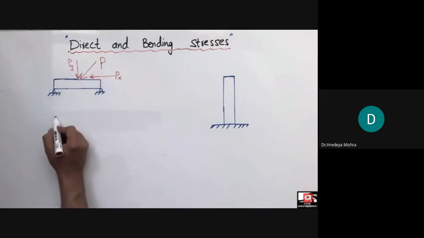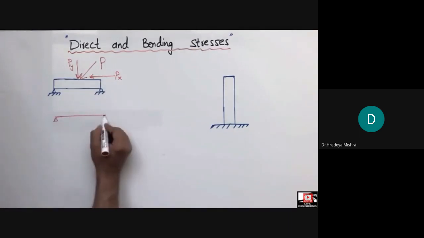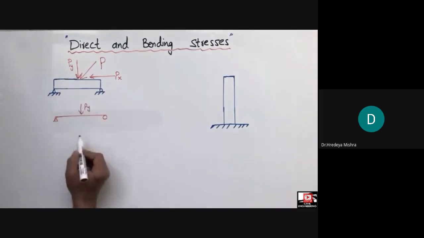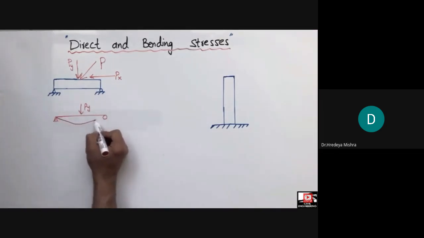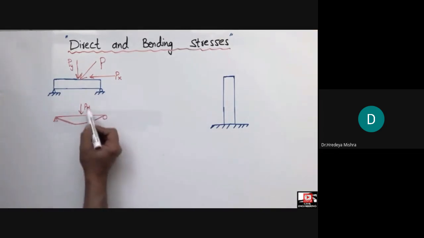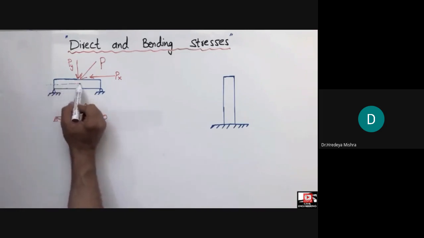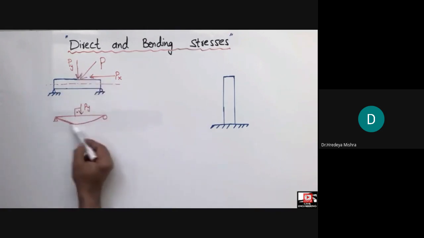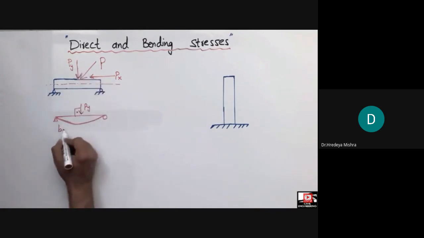If I consider only the vertical load Py on this simply supported beam, we will have bending stresses in this beam. This beam will bend like this. This load is called the transverse load, and it acts perpendicular to the axis of the beam, at 90 degrees to the axis. Due to the vertical load, we have what we call the bending stresses.